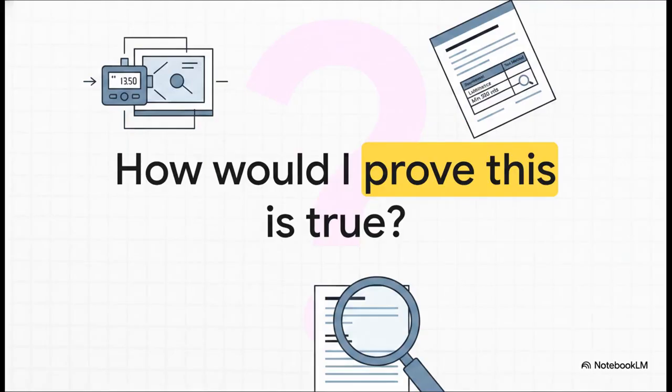Which brings us to the single most important question you have to ask yourself for every single requirement you write. How would I prove this is true? A specification is completely useless if you can't test it. If you say the screen shall be bright enough, how do you test bright enough?